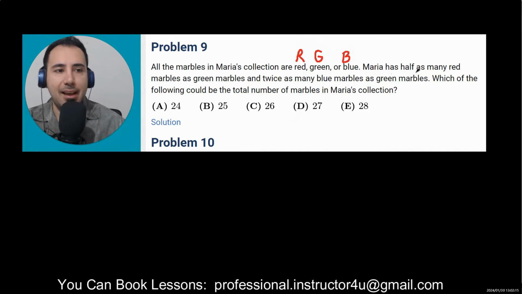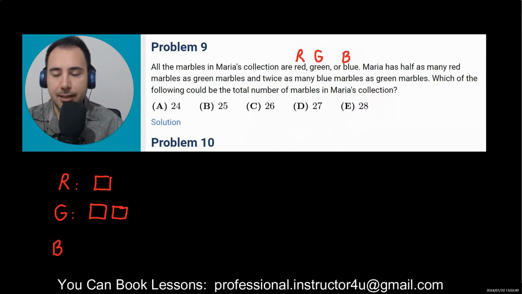Maria has half as many red marbles as green marbles. So which one is more? Red is more or green is more? It says red has half as many, so reds are half of green. For red, I'm going to give it 1 box. For green, I'm just going to give it 2 boxes. And Maria has twice as many blue marbles as green marbles. So the blues are going to be twice the green. Green is 2, so blues are going to be 4 boxes.